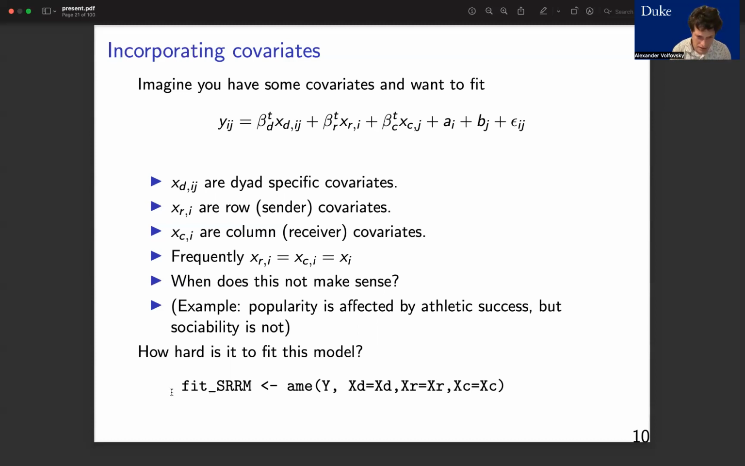I'm including the code to run these models down here. I'm going to come back to thinking about this code at the end of the talk. And again, I'm happy to field questions about it at the end as well.